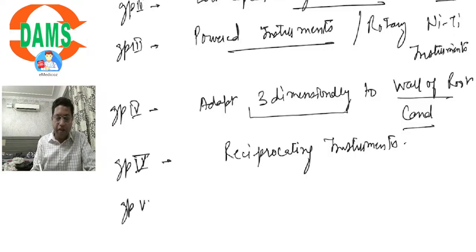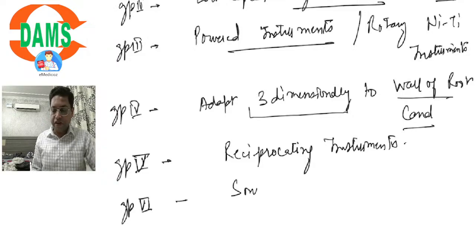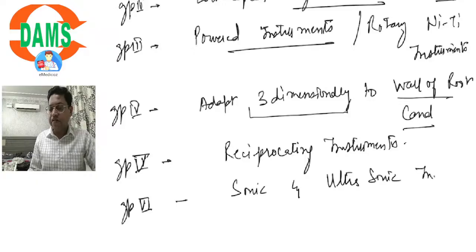And finally, the group 6 instruments. Group 6 instruments involve the sonic and the ultrasonic instruments. So this is a simple classification of instruments grouped into 6 categories.